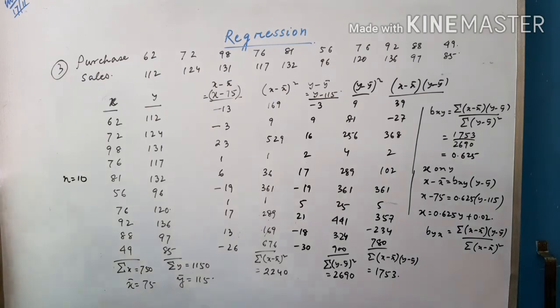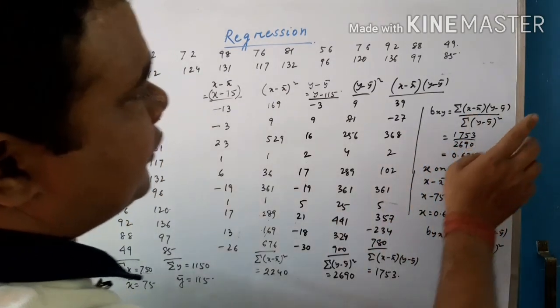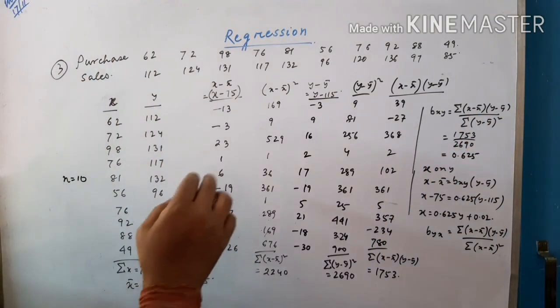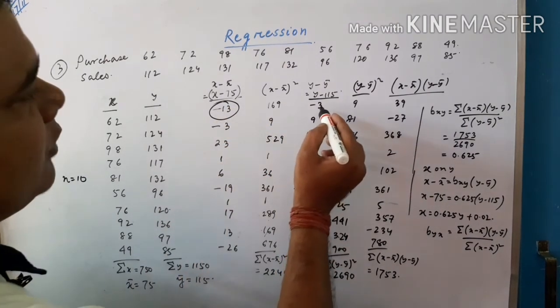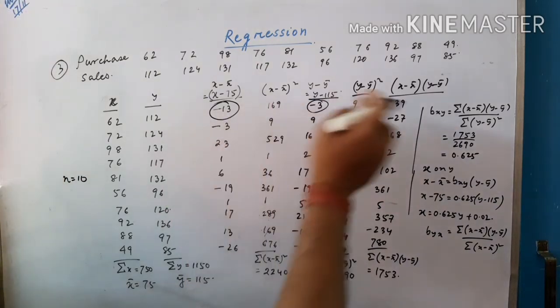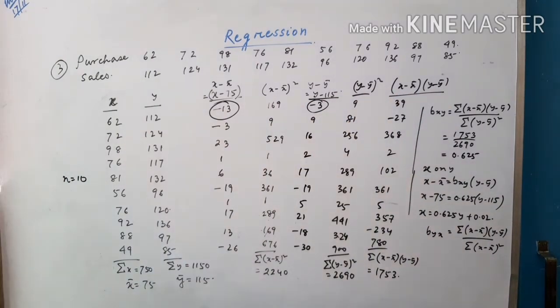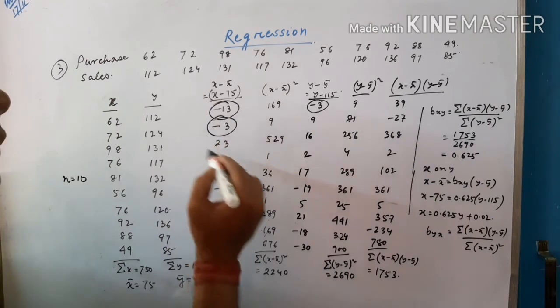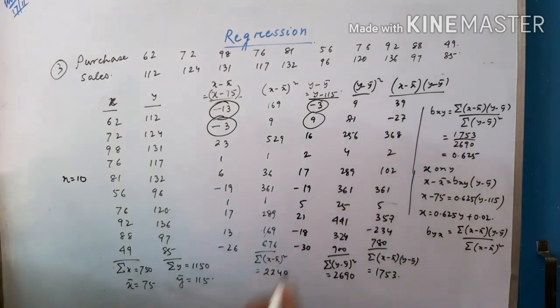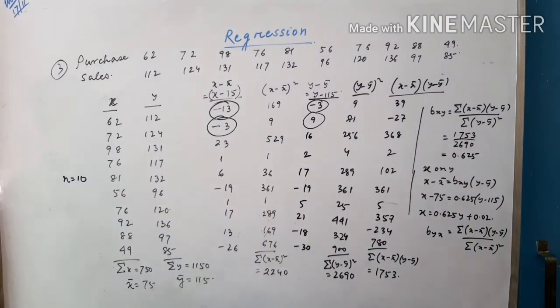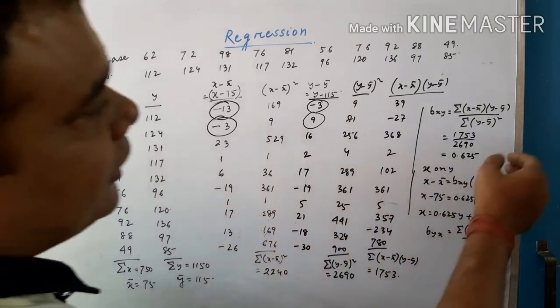Now for the numerator we need to calculate x minus x bar into y minus y bar. Now see what the value is. x minus x bar is minus 13 and y minus y bar is minus 3. So multiplying we get plus 39. Here x minus x bar is minus 3 and y minus y bar is 9. So multiplying we get minus 27. This way, if we add all of them, we get 1753.